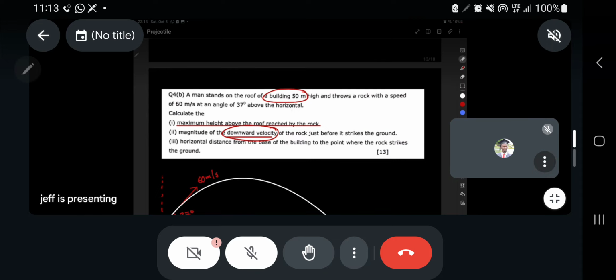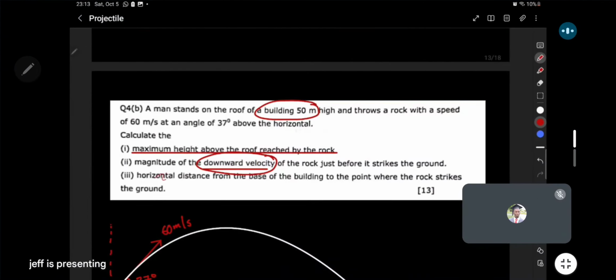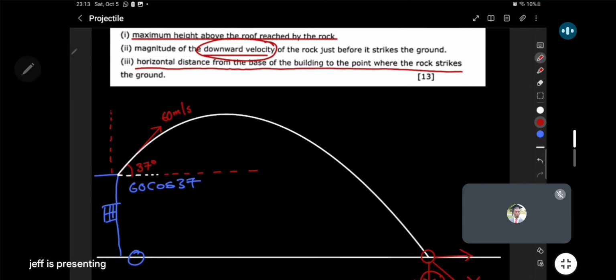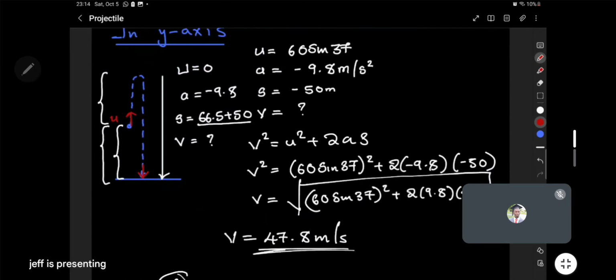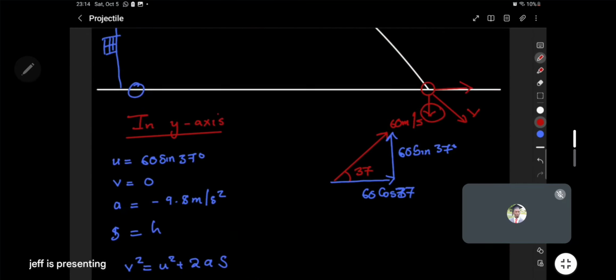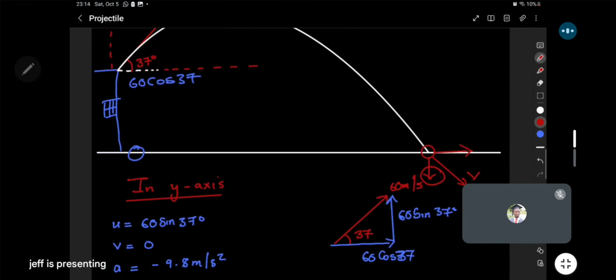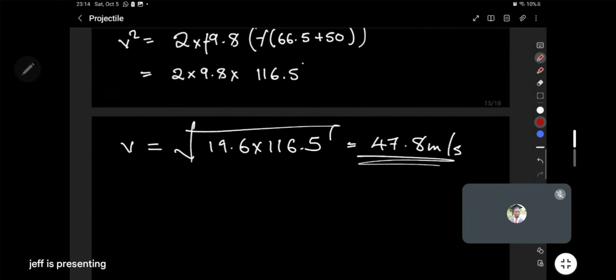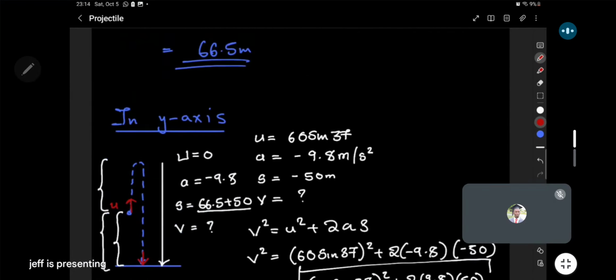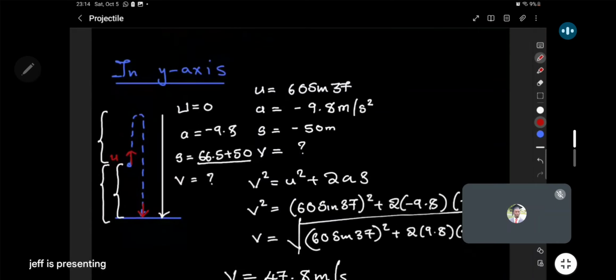In the final part, they now want the horizontal distance from the base of the building to the point where the rock strikes the ground. So we see that to actually answer that one, we first need to know the total time of flight. So we now have to understand how long the projectile was in flight. To see how long it was in flight, we still have to work in the y-axis, and we're going to use this information we gathered here.